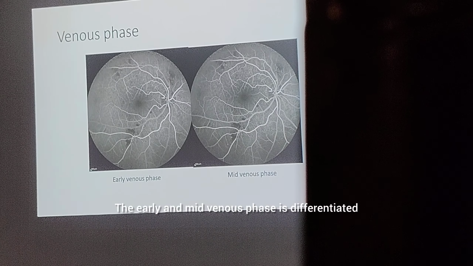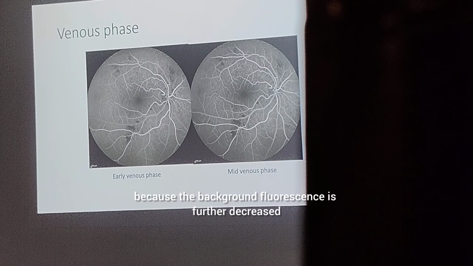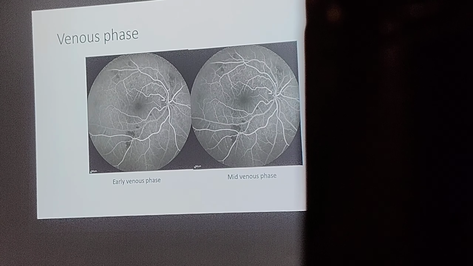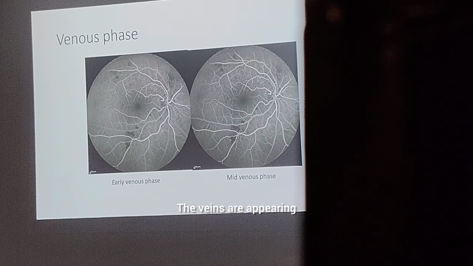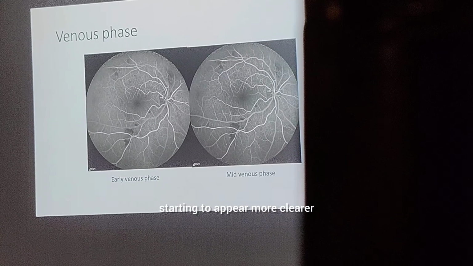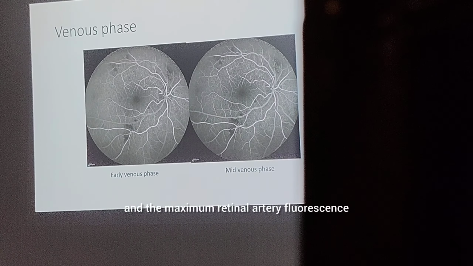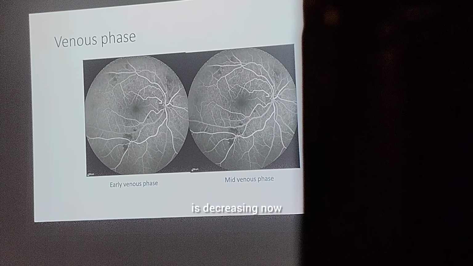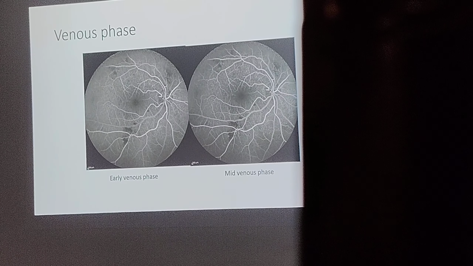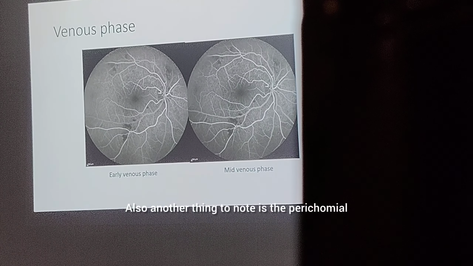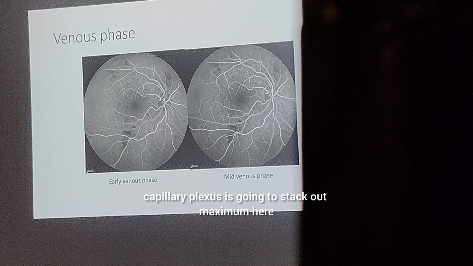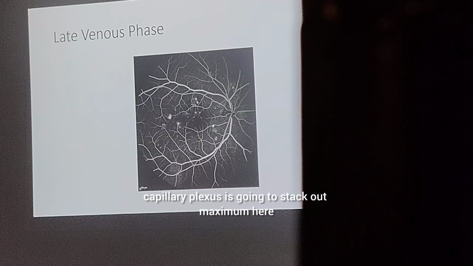The early and mid venous phase is differentiated because the background fluorescence is further decreased. The veins are starting to appear clearer, and the maximum retinal artery fluorescence is decreasing now. Also, another thing to note is the perifoveolar capillary plexus is going to stand out maximally here.